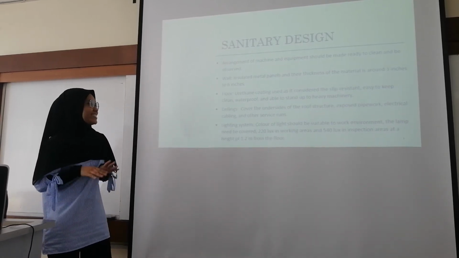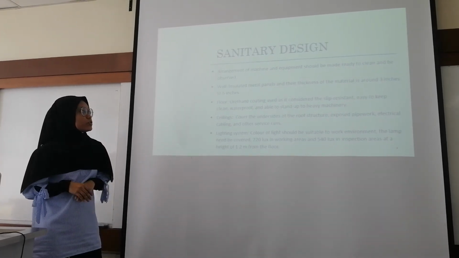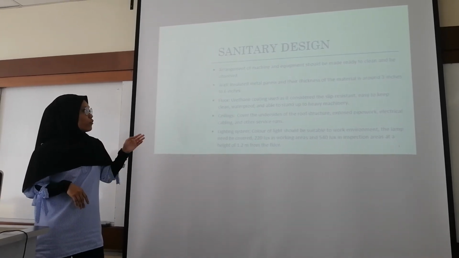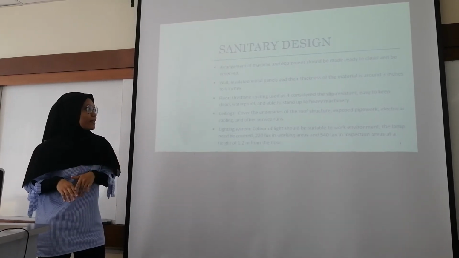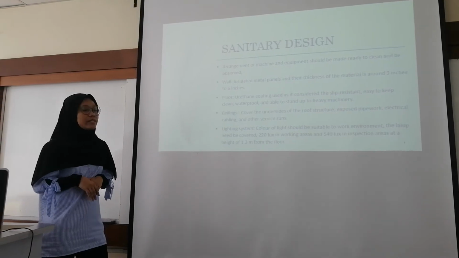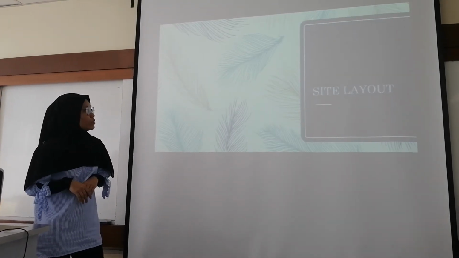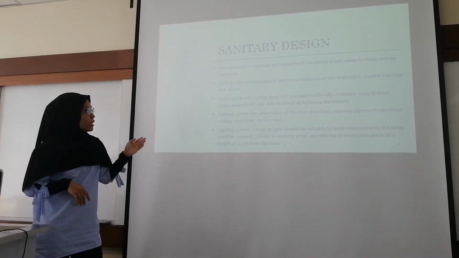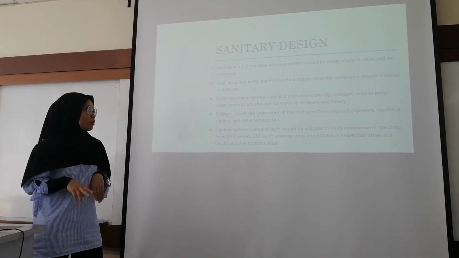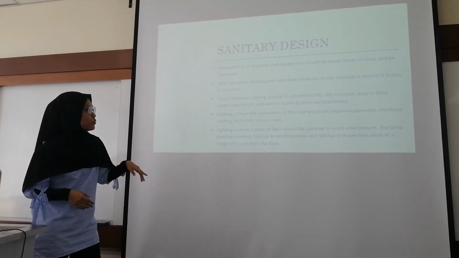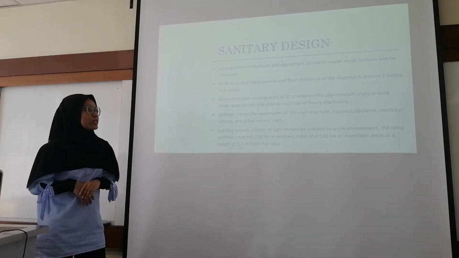For the sanitary design, we arrange the machines and equipment so that they are ready to clean and can be observed. For the wall, we use insulated metal panels, and the thickness of the material is around 3 to 6 inches. For the floor, we use urethane coating. The ceiling needs to be covered so there is no contaminant in our food product. For the lighting system, we use a color of light suitable for the work environment.